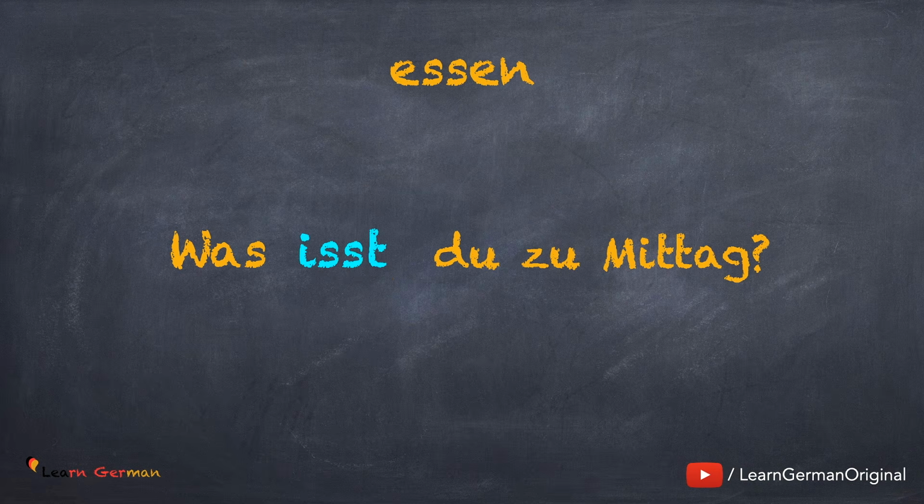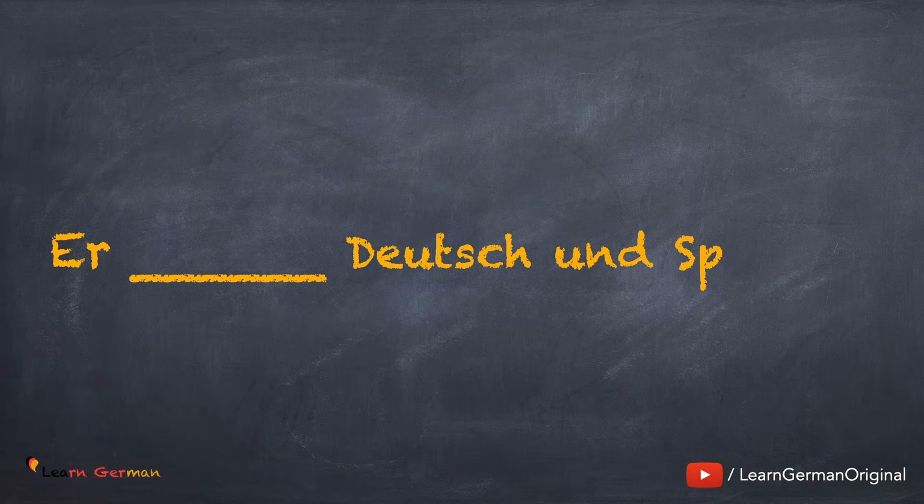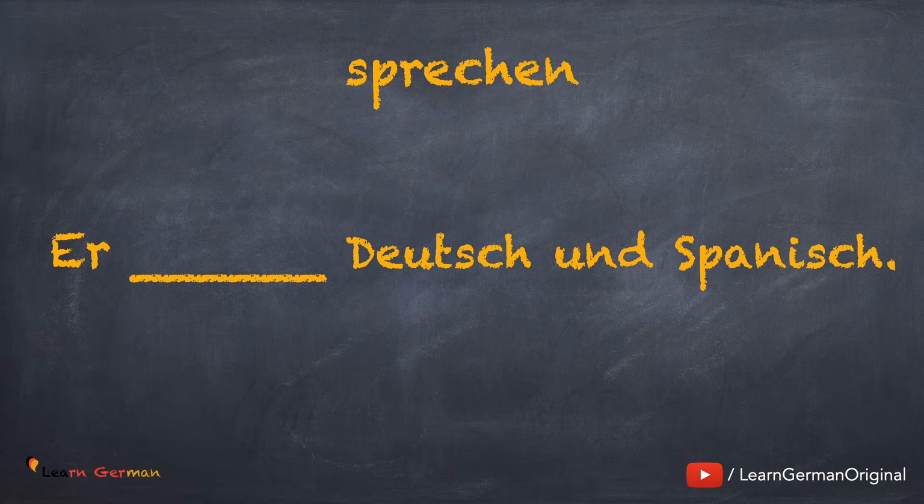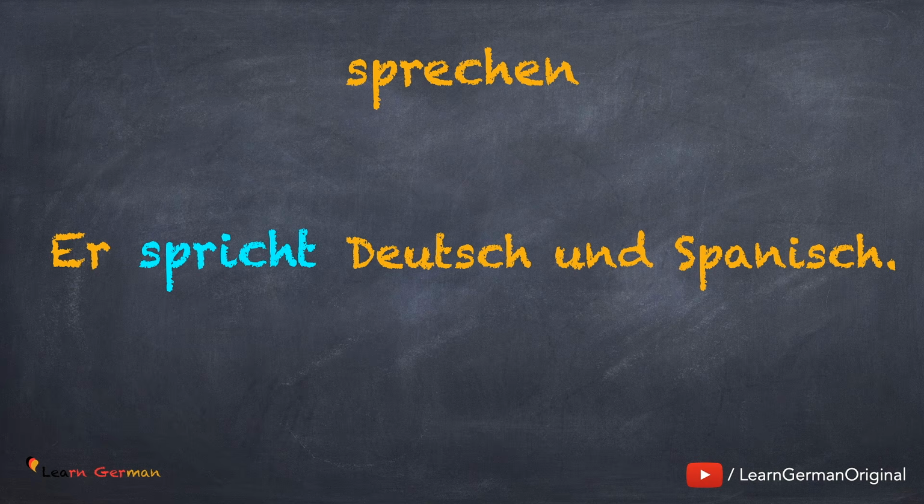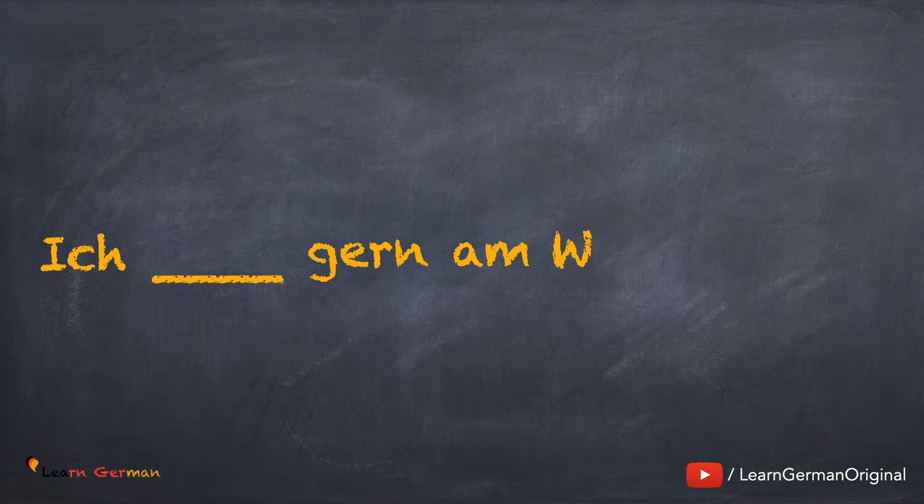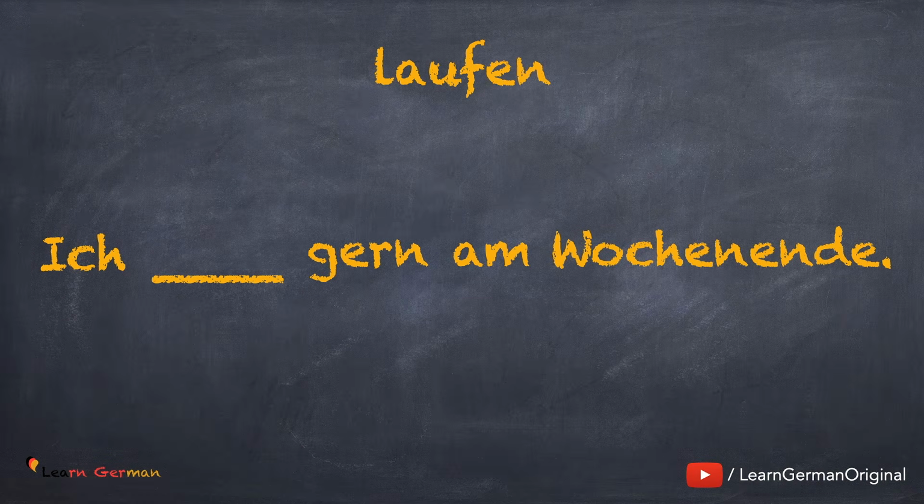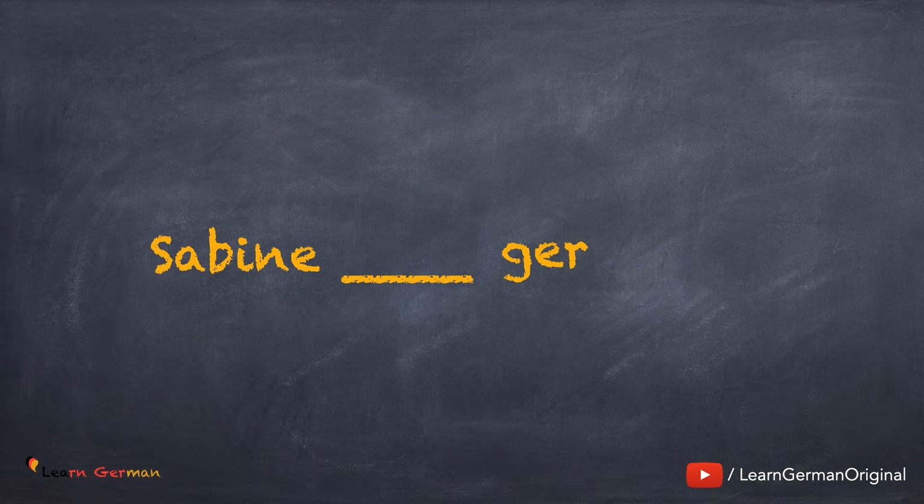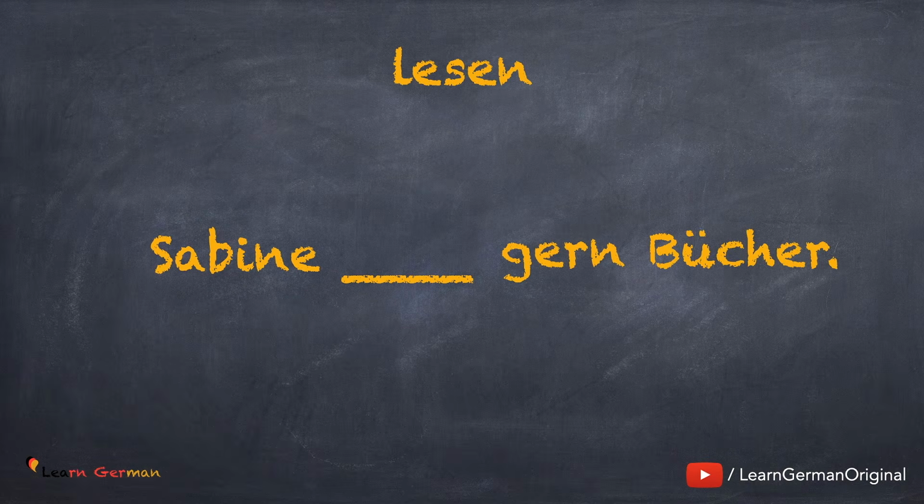And now the second one. Was isst du zu Mittag? And third one. The answer is: Er spricht Deutsch und Spanisch. Let's look at the next one. The answer should be: Ich laufe gern am Wochenende. Let's look at the final one. Correct answer is: Sabine liest gerne Bücher.